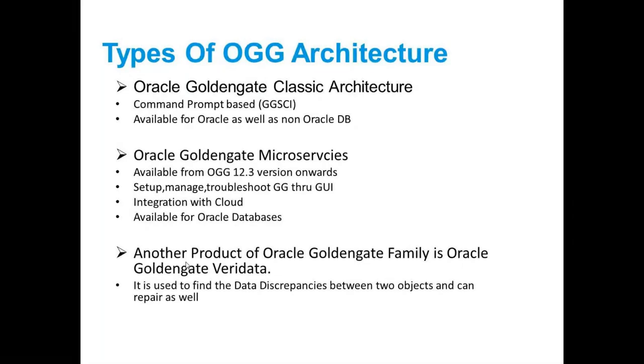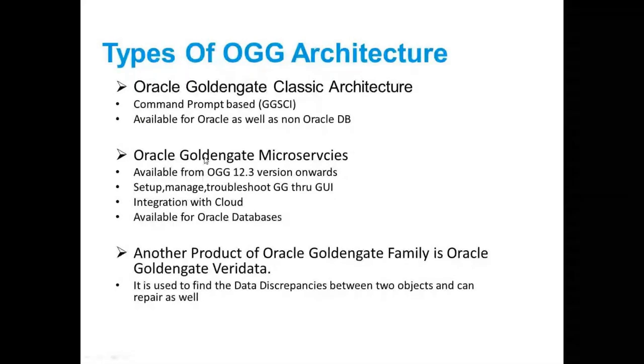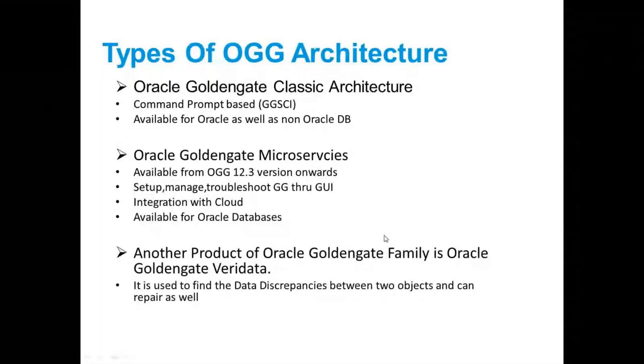So from GoldenGate version 12.3 onwards, you have two types of architecture available. One is classic, the second is microservices. You can choose either of the two which is supported in your environment to implement in your Oracle GoldenGate environment. Classic architecture is available for Oracle as well as non-Oracle databases. However, microservices is available for Oracle databases only. So when you are setting up GoldenGate for an Oracle database, you have the option to choose between classic and microservices. But if you want to implement GoldenGate for SQL Server, you don't have a choice. You can only go with classic architecture.